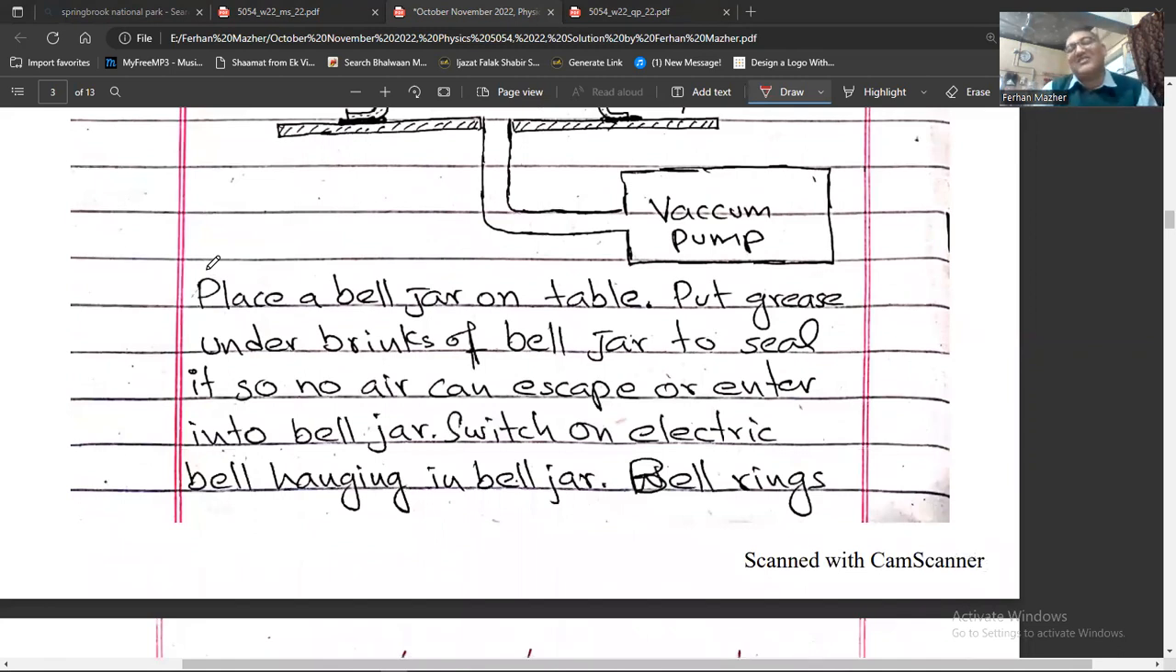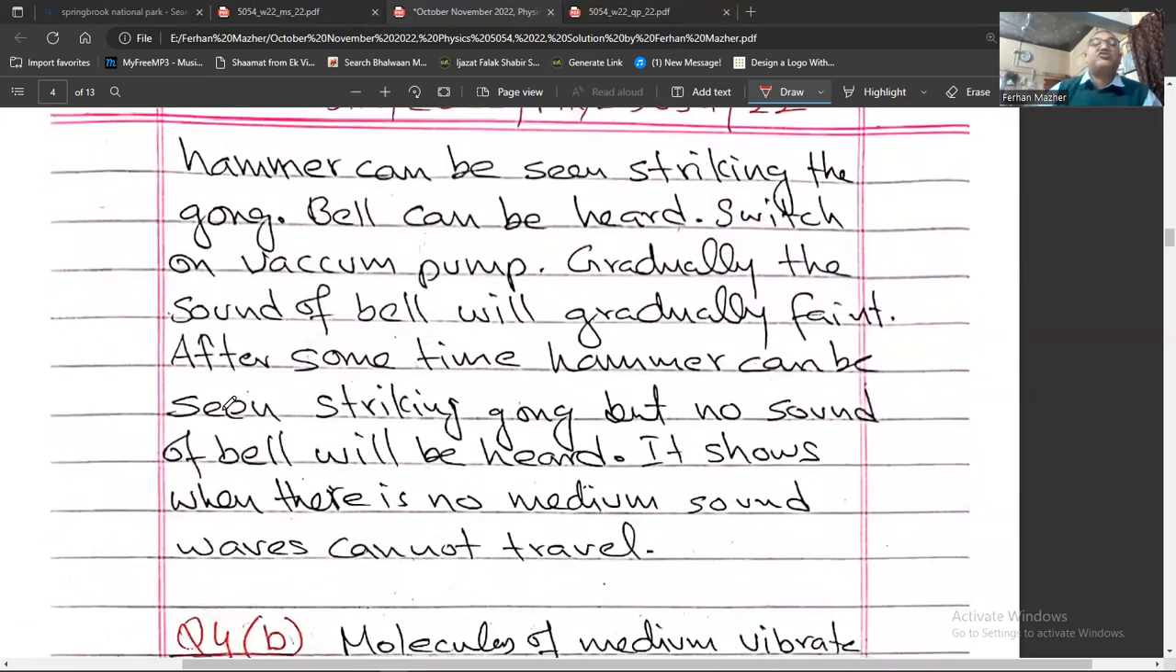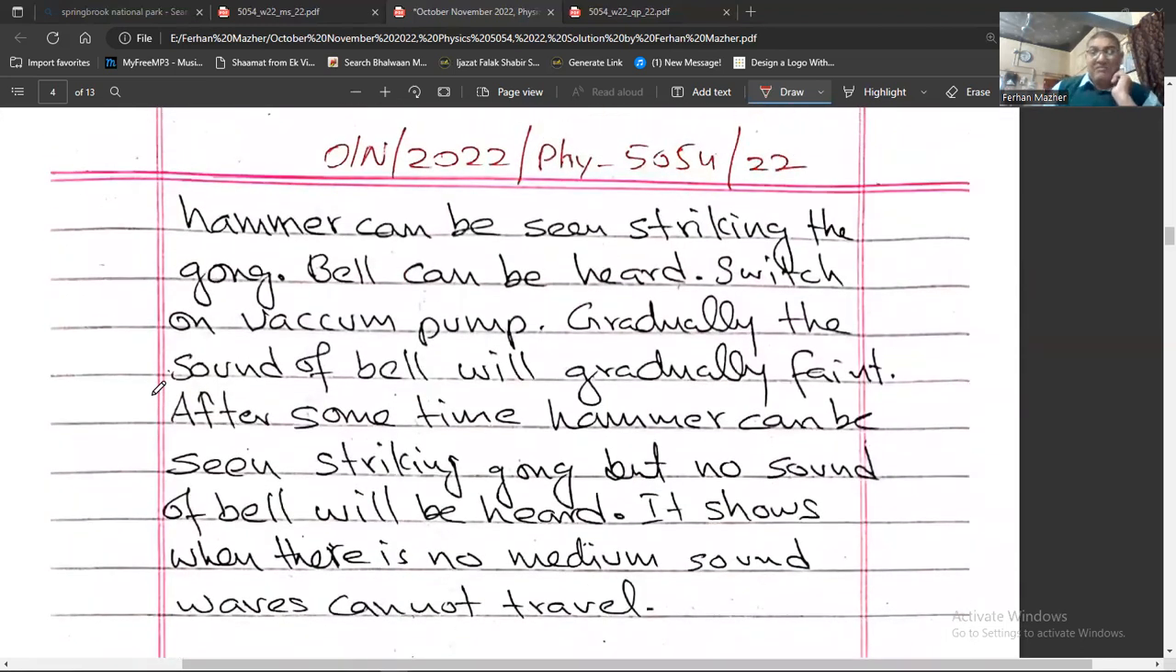Place a bell jar on table. Put grease under the rim of the bell jar to seal it so no air can escape or enter the bell jar. Switch on electric bell hanging in the bell jar. Bell rings, hammer can be seen striking the gong. Bell can be heard. Switch on vacuum pump.